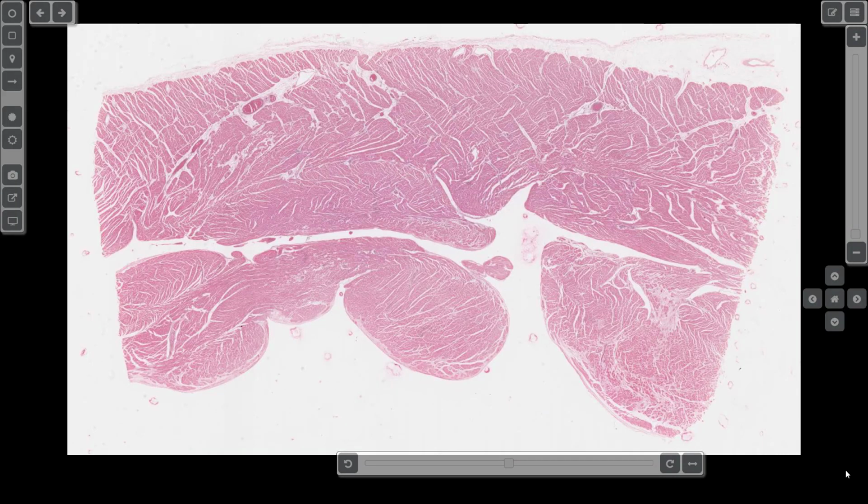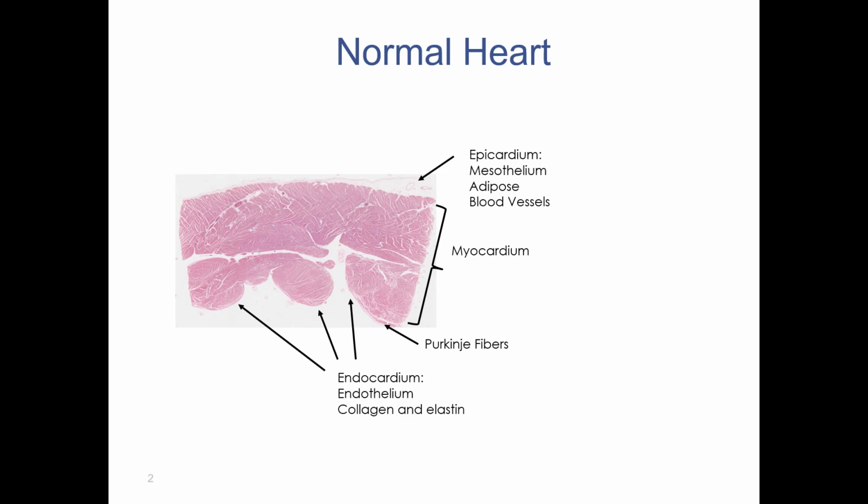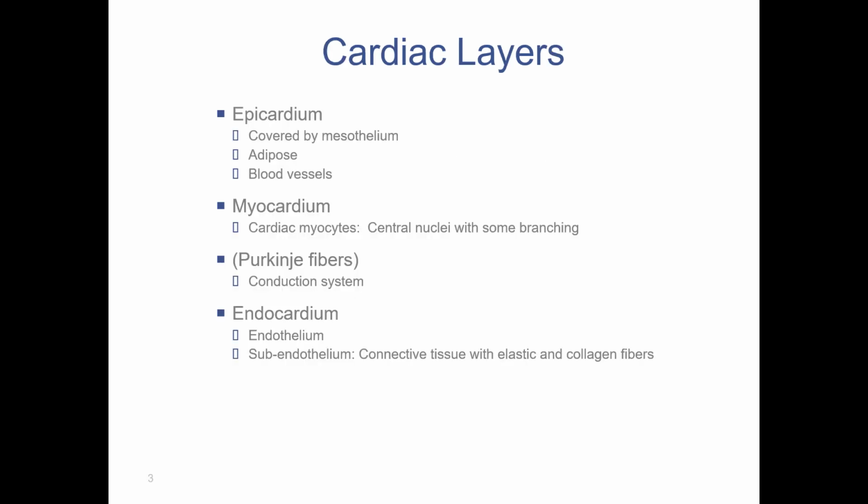Let's go on to our summary slide. Here you can see, going from the outside in, the epicardium is covered by mesothelium and is composed of adipose and blood vessels. The next layer is the myocardium, and then come the Purkinje fibers, which are part of the conduction system. The inside of the heart is lined by endocardium, which is composed of endothelium and has collagen and elastin in the subendothelium. Here again are the cardiac layers listed.